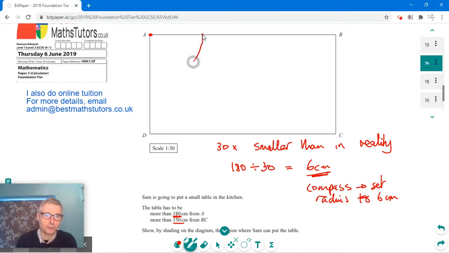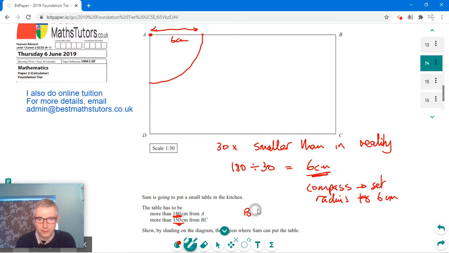So obviously I'm drawing this freehand, but you'd be using a compass, and so you get a really nice smooth arc, part of a circle there with my compass set there. And so that distance on our diagram would be 6 centimeters, but what it would do is it would represent 180 centimeters. And we've also got to be more than 150 centimeters from BC.